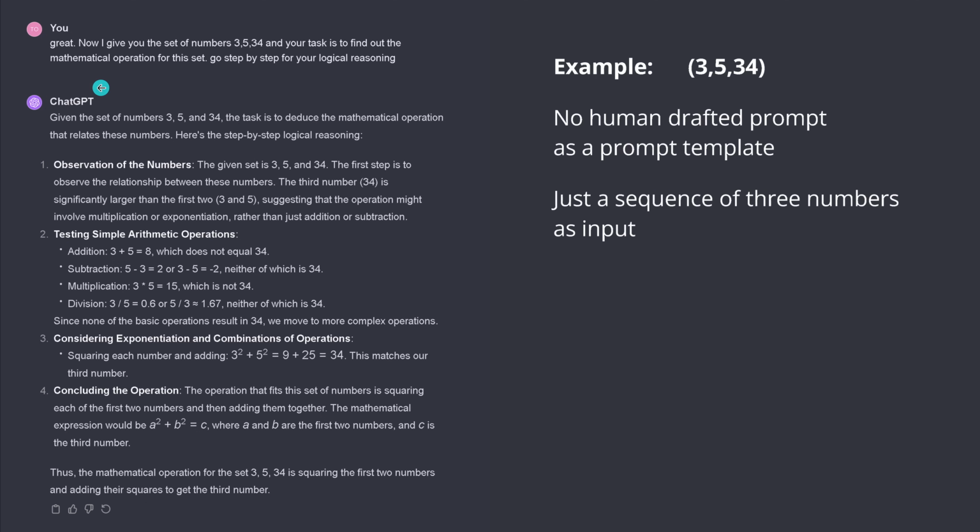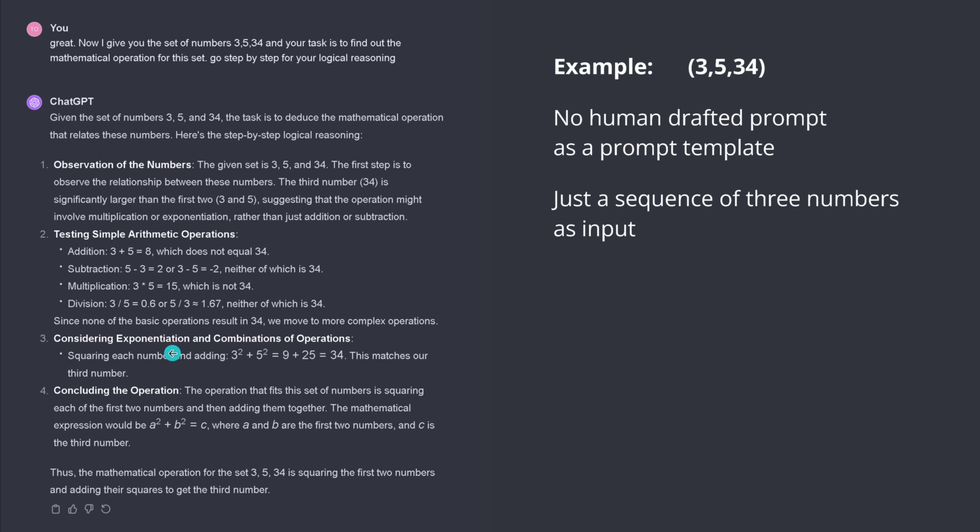And now GPT comes back and says, okay, this is the number, step by step logical reasoning. Yes, yes, yes. So it says, suggesting that the operation might involve multiplication or exponentiation, rather than just addition or subtraction, given the size of it. Then it tests some simple arithmetic operations: addition, subtraction, multiplication, division. No, nothing works.